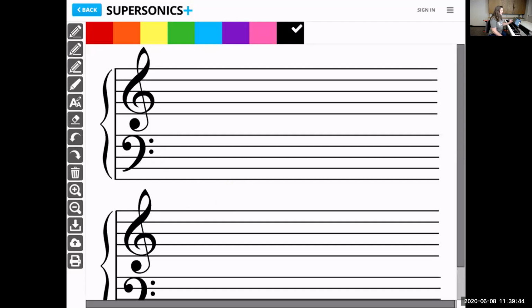The last one, again, remember we are in the bass clef. I have an F sharp, C, G, and D. That is my key signature. Again, you should recognize this as an E major key signature. So I'm going to write E here.